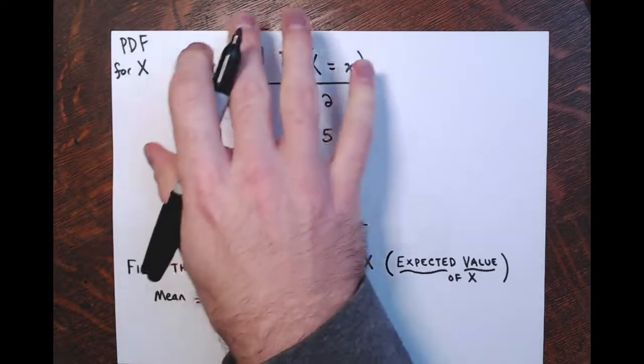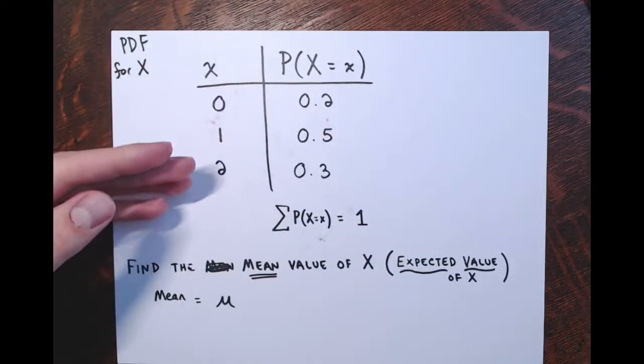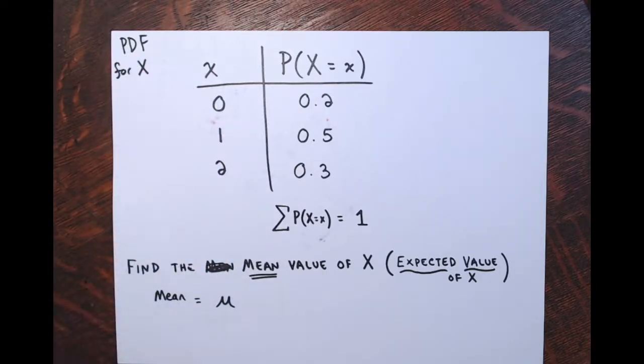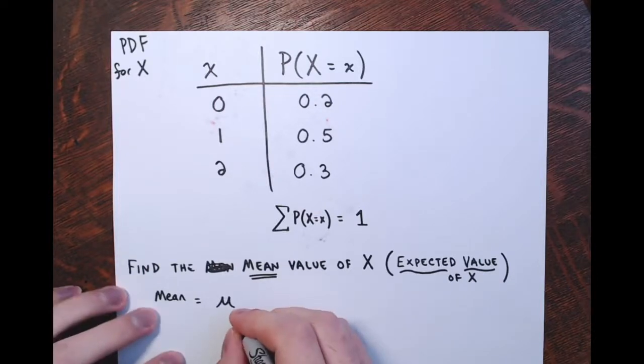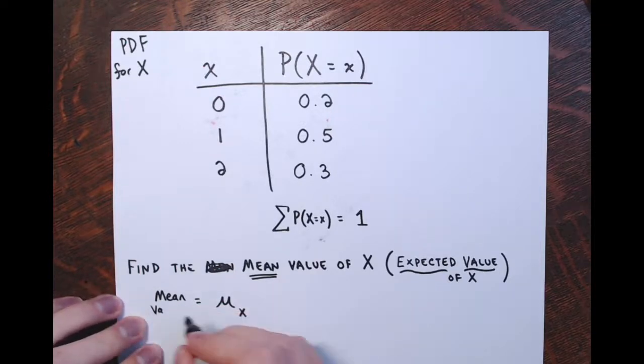So now when we have probability density functions, we're taking into account all possible outcomes. So it's like a population, right? All possible outcomes, everything. So that's why the mean value of a random variable is labeled mu. And very often, you'll also see a subscript to tell you what random variable we're talking about. So this mu sub x means the mean value of x, or the expected value of x.